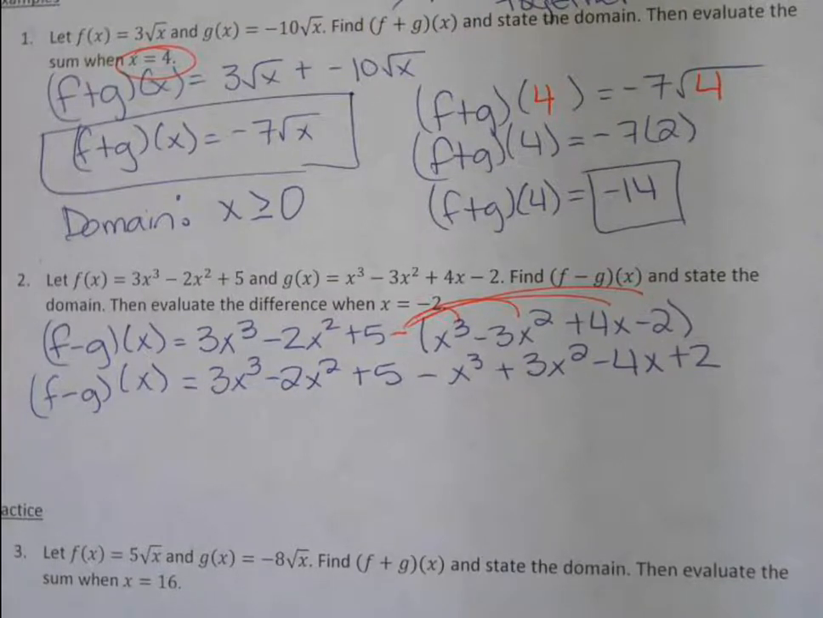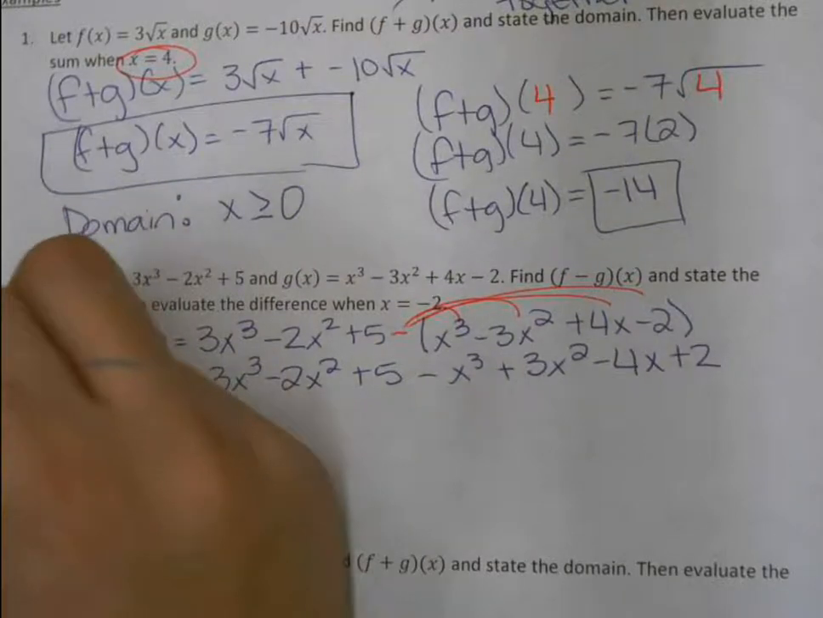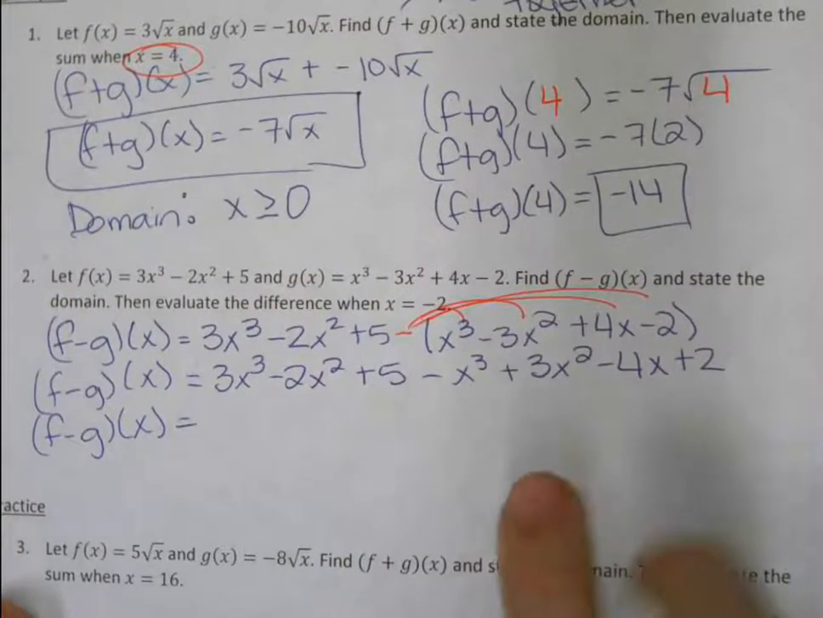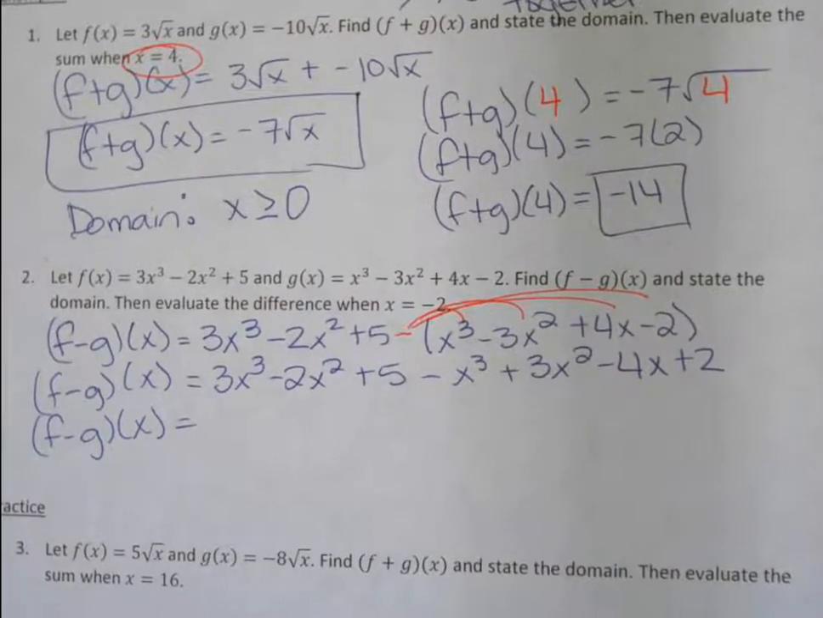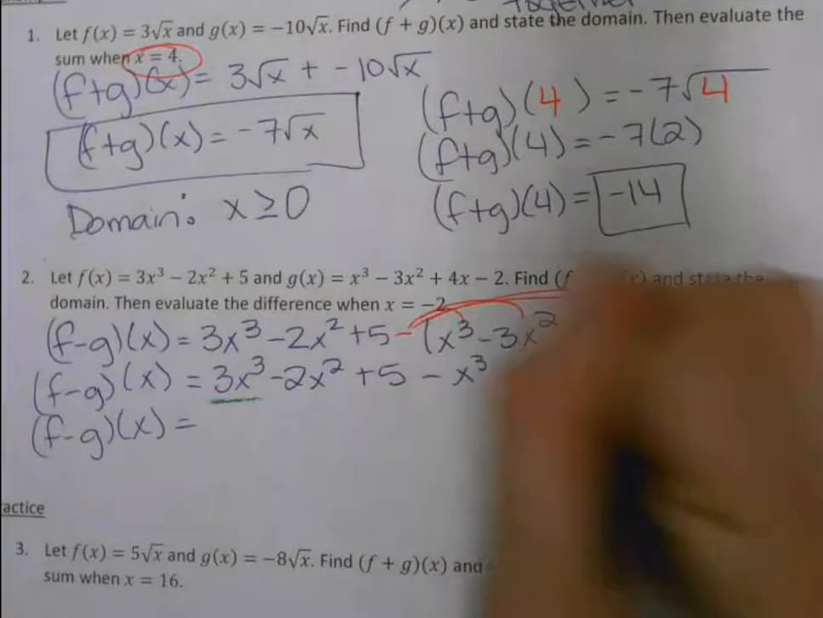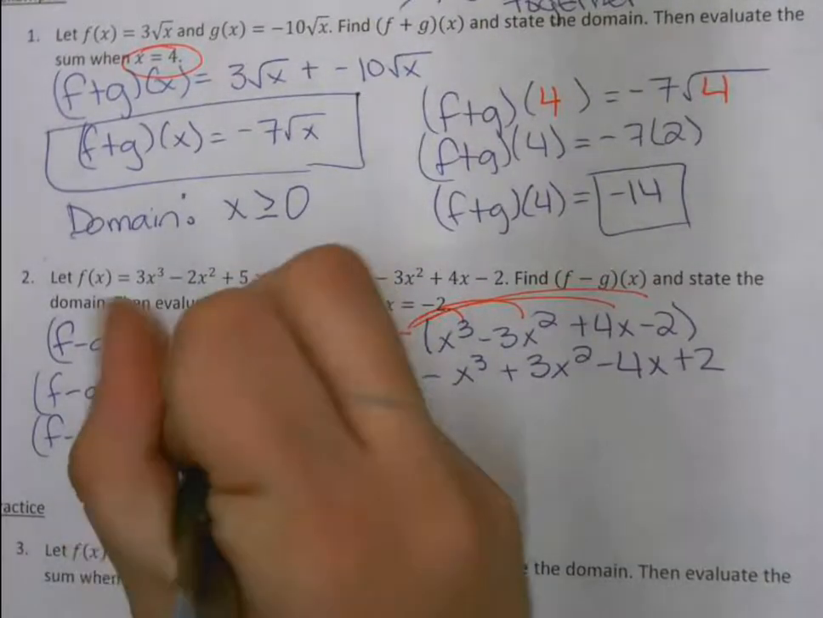What I'm doing is I'm putting two problems together. In number one, we added two together, and in number two, I'm subtracting two together, and I've just got to simplify it. So then what I want to do next is combine like terms. I'll use a different color. So I only have the 3x cubed, right?